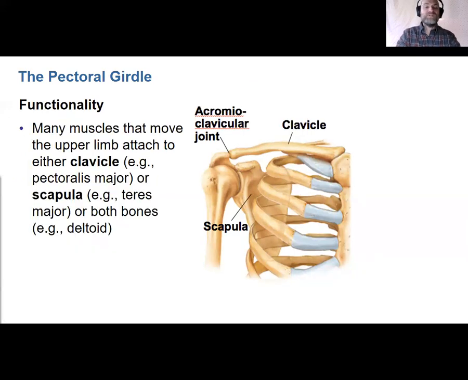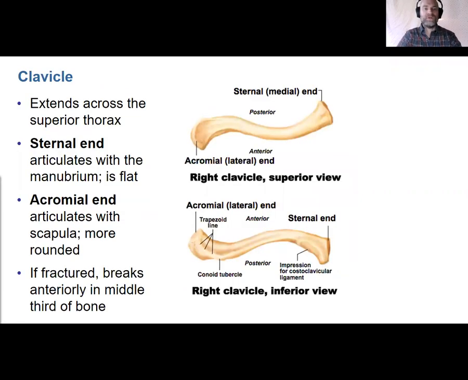Now, most of the muscles that move the upper limb, meaning that allow you to do this stuff with your arm, attach to either your clavicle or the scapula. We'll talk about these muscles, the muscles of the rotator cuff for example, also your deltoid muscles on your shoulder, your pectoral muscles in your chest. All of those muscles generally attach to one of these two bones, which provide a leverage point for the arm to move against the pectoral girdle. So let's get into a little more detail here about the clavicle.